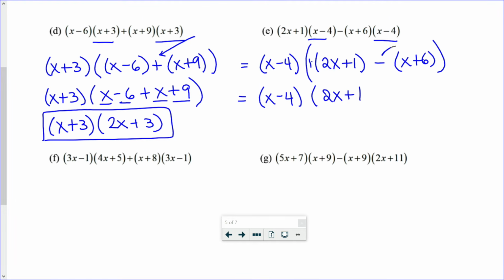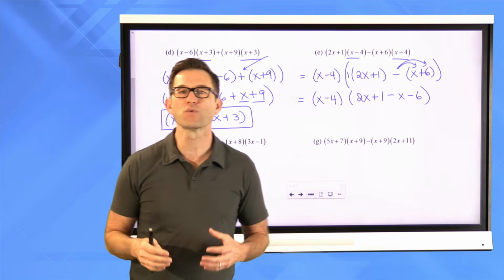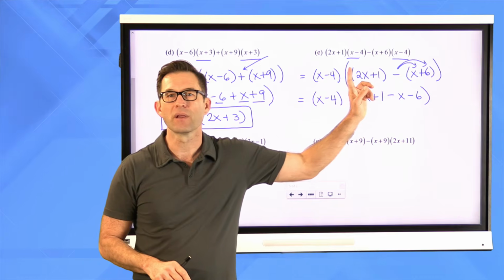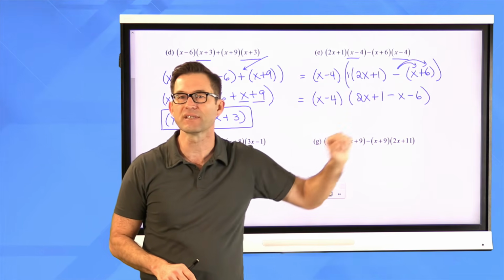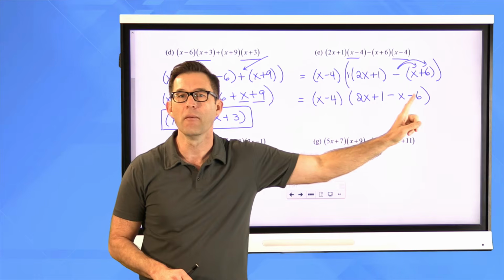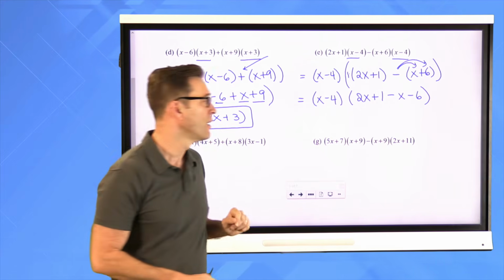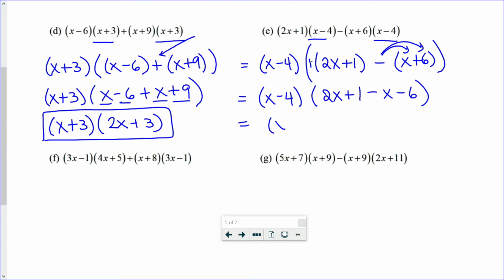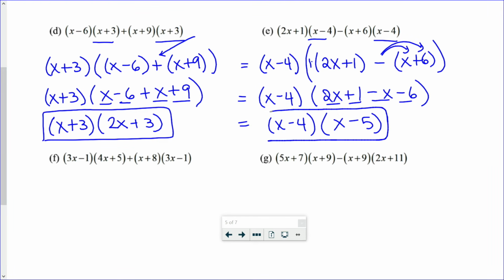On the other hand, this one, remember, when I distribute that subtraction or that multiplication by negative 1, everything's going to change sign. Again, that is the major place where people are going to make a mistake. They're going to say something like 1 plus 6, and they're going to get a 7 there, where in fact they have a 1 minus 6. Okay? So we can finish this out. We'll have x minus 4. We have 2x minus x, which is x. We have 1 minus 6, which is negative 5. And we get x minus 4 times x minus 5.